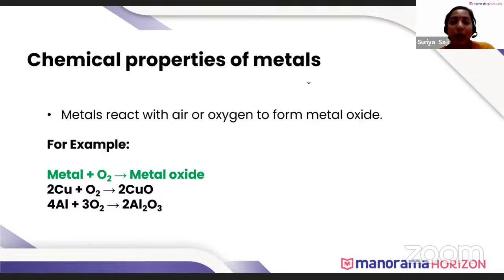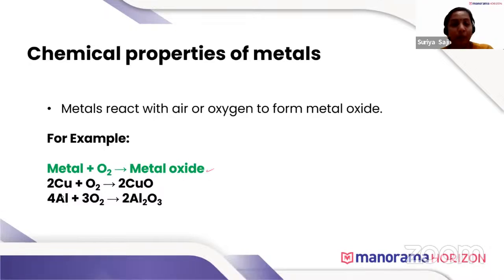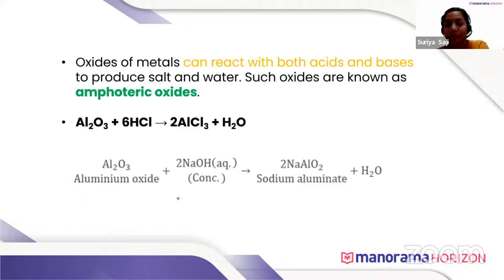Metals react with air or oxygen to form metal oxide. That's the first chemical property that we are seeing. Metal plus oxygen gives metal oxide. Here you can see copper reacts with oxygen, we get copper oxide. That is a metal oxide. Then aluminum reacts with oxygen forming aluminum oxide, Al2O3. So metals react with air or oxygen to give metal oxide.